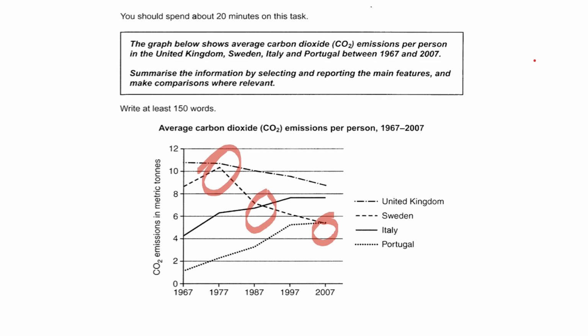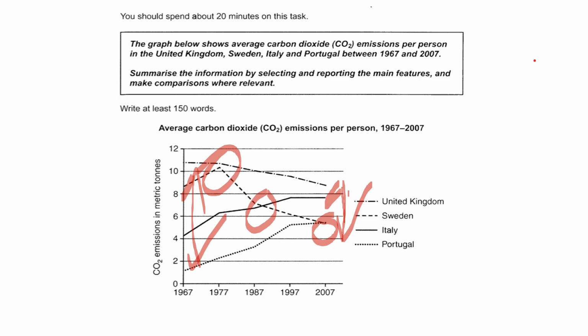By the way, another important piece of information we can provide, for example, is that at the beginning of the time frame, carbon dioxide emission per person among the countries had a huge difference. But at the end of the time, in 2007, the difference had narrowed and there were very small differences among the countries. That's how we can make comparisons in our writing.